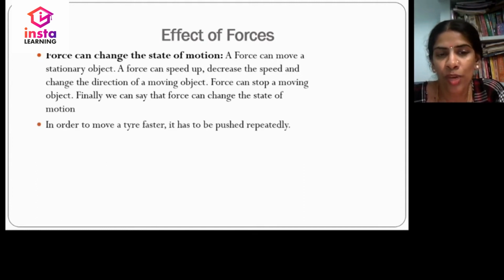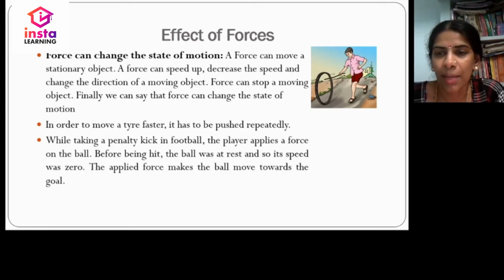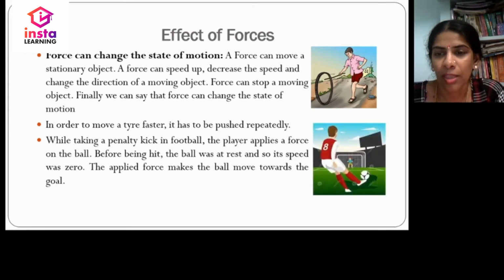In order to move a tire faster, it has to be pushed repeatedly. This is an example of change in the state of motion by force. While taking a penalty kick in football, the player applies a force on the ball. Before being hit, the ball was at rest, and so its speed was 0. The applied force makes the ball move towards the goal.